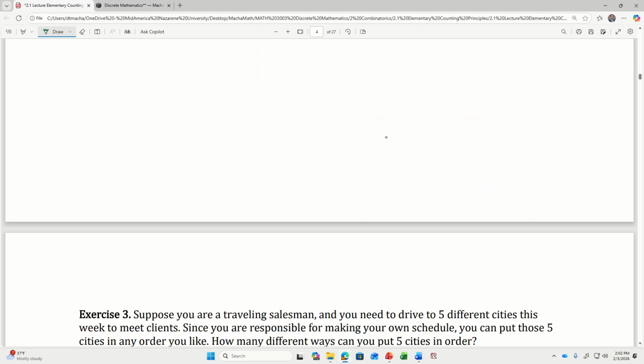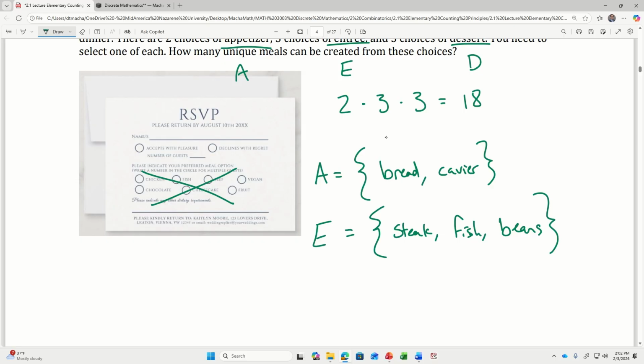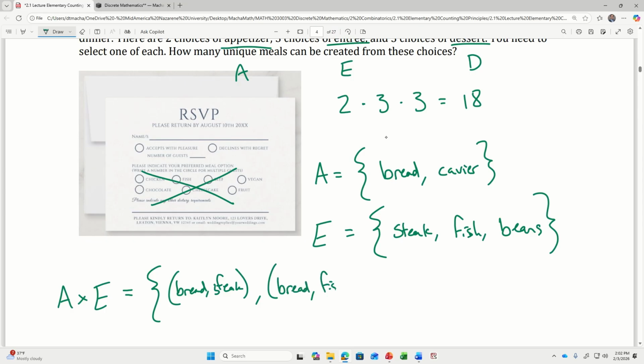Well, then what's the Cartesian product between appetizers and entrees? It would be one ordered pair where you have bread and then steak. You have another ordered pair where you have bread and fish. You have another ordered pair where you have bread and beans. Yeah, it's very British. Good, solid British wedding.